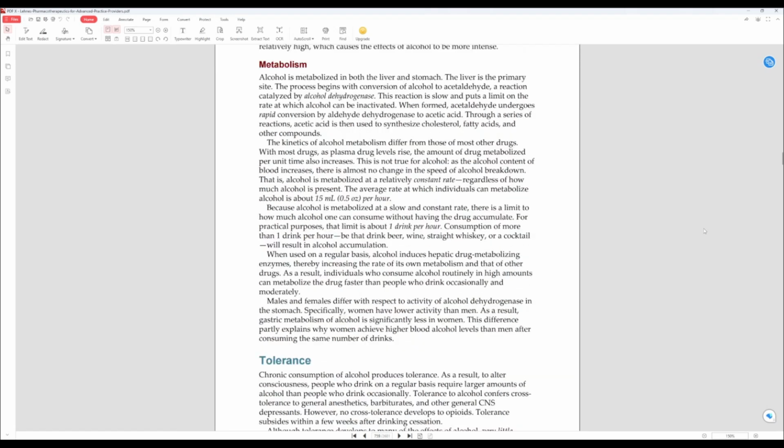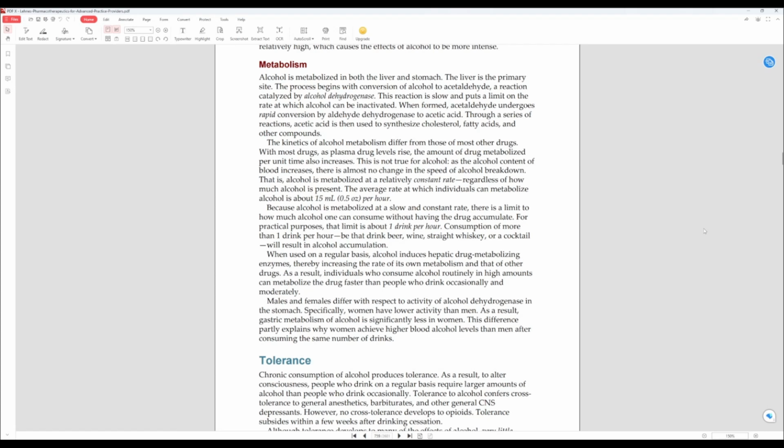Its metabolism. Alcohol is metabolized in both the liver and the stomach. The liver is the primary site. The process begins with conversion of alcohol to acetaldehyde, a reaction that is catalyzed by alcohol dehydrogenase. This reaction is slow and puts a limit on the rate at which alcohol can be inactivated. When formed, acetaldehyde undergoes rapid conversion by aldehyde dehydrogenase to acetic acid. Through a series of reactions, acetic acid is then used to synthesize cholesterol, fatty acids, and other compounds.